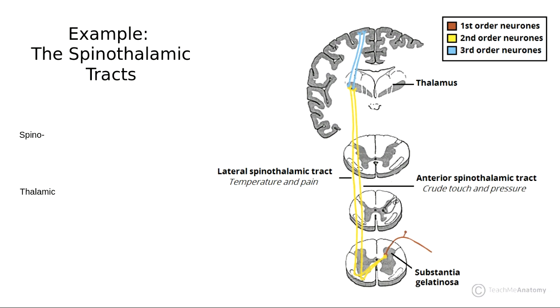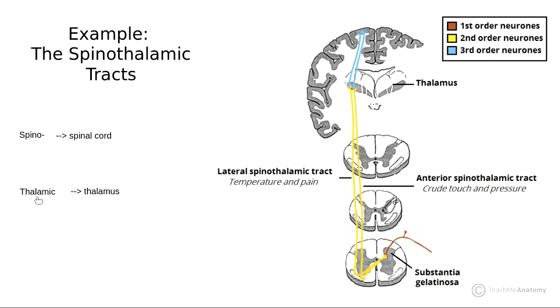Second part of my name, again, this is not a trick question. It's called thalamic. What part does thalamic sound like? Yeah, it sounds just like the thalamus. Okay, so this is not hard. I have a tract. Its name is Spinothalamic. The first part of its name tells me where it starts. It starts in the spinal cord. The second part of my name tells me where it goes to. It goes to the thalamus.